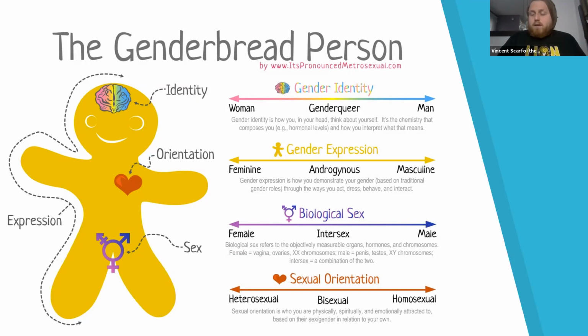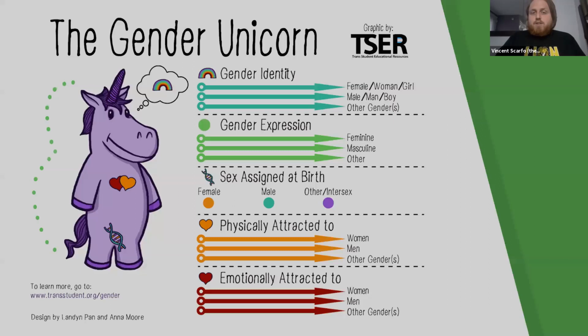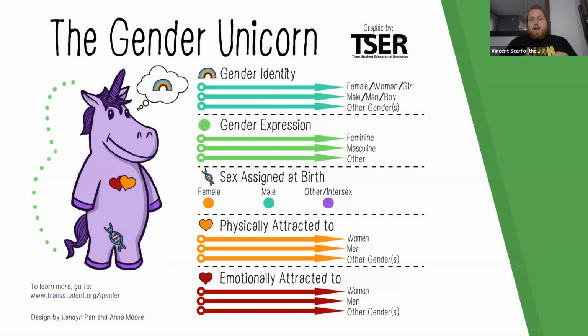So the next model that came out and came into more preferred use is this gender unicorn model, that instead of looking at it on a single axis, it looks at it on separate axes and does this kind of vector model.